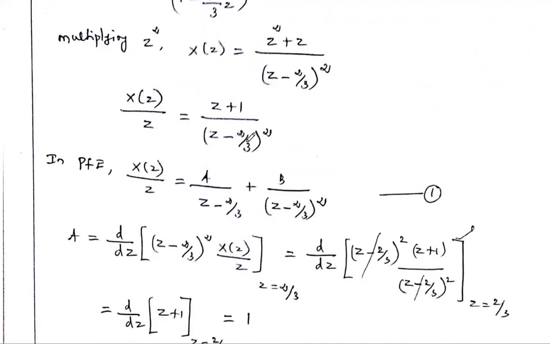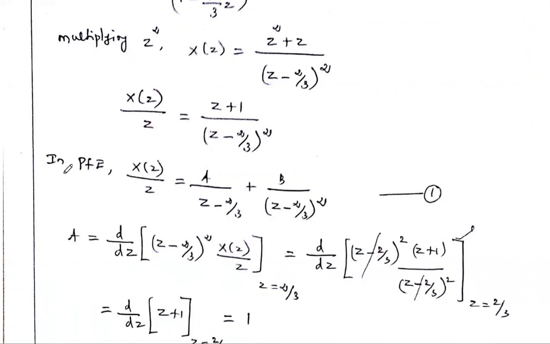Here in the denominator polynomial, there are two roots, and the root is 2 by 3. But it is a repeated root, two times repeated. The two roots are placed in the same position. So this is also a repeated root problem. Already in the previous video, the third inverse Z transform problem, we solved a repeated roots problem only.